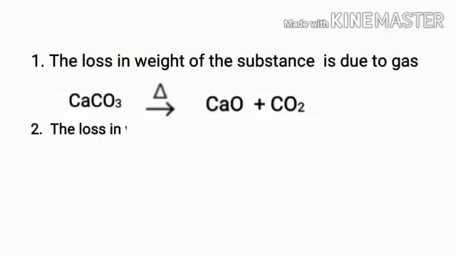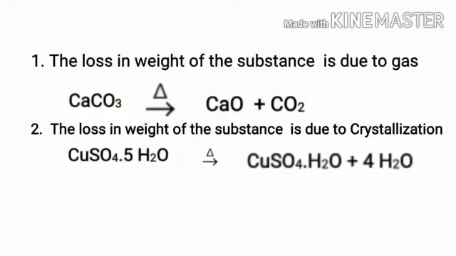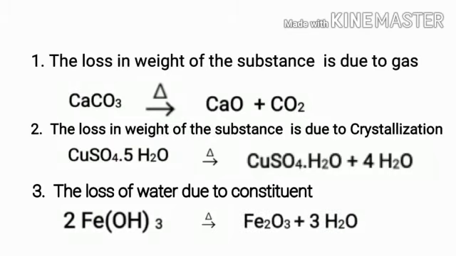Secondly, the loss in weight due to water of crystallization. Example, copper sulfate pentahydrate on heating produces copper sulfate monohydrate and 4 molecules of water. And third, the loss of water due to constituent. Example, ferric hydroxide on heating produces ferric oxide, which is a solid, and 3 molecules of water are liberated.